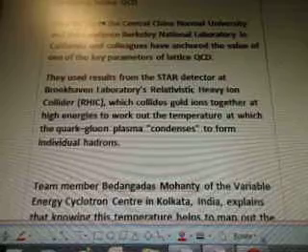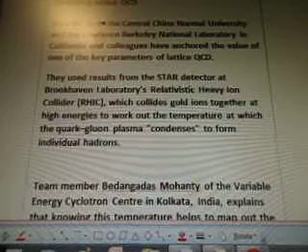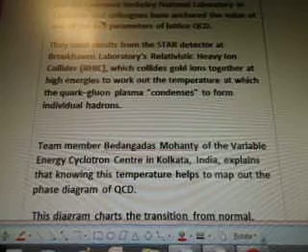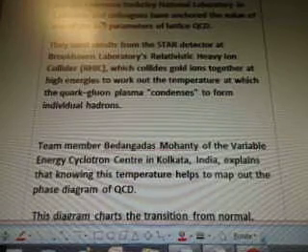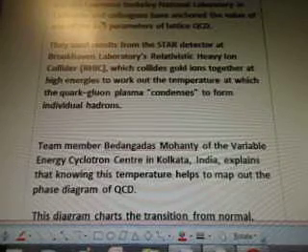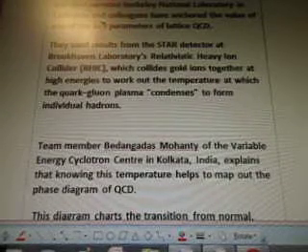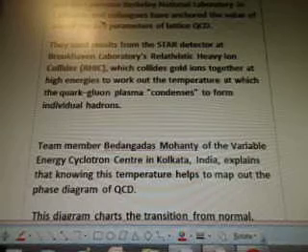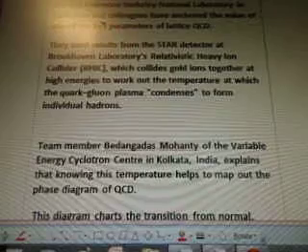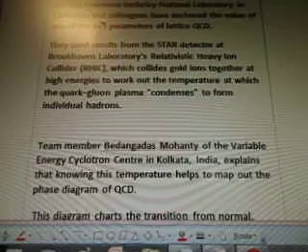Have anchored the value of one of the key parameters of lattice QCD. They use results from the STAR detector at Brookhaven's Relativistic Heavy Ion Collider. I didn't know about that one. I should have got pictures of that. Which collides gold ions together at high energies to work out the temperature at which the quark gluon plasma condenses to form individual hadrons.